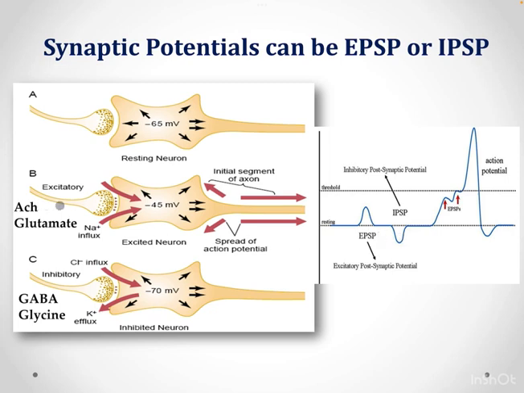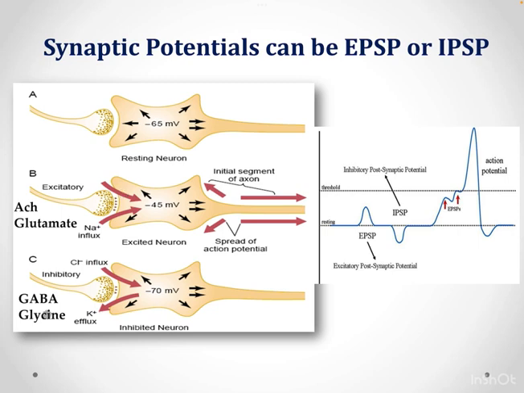EPSP is because of excitatory neurotransmitters. There are others as well. The main ones are acetylcholine and glutamate. So these excitatory neurotransmitters will generate EPSP by the influx of sodium or calcium ions in the postsynaptic neuron.